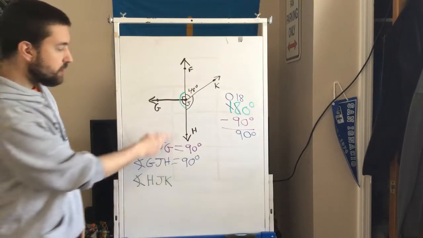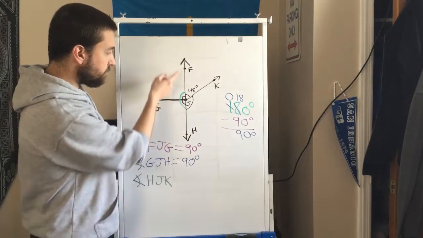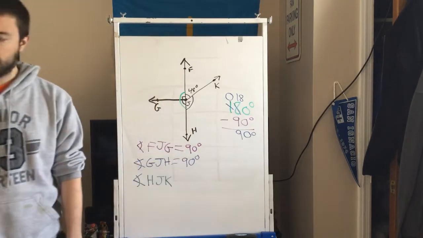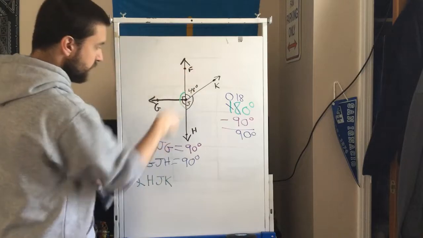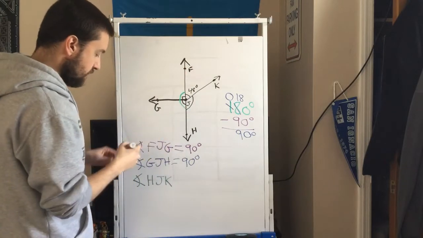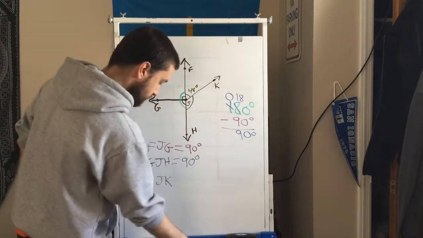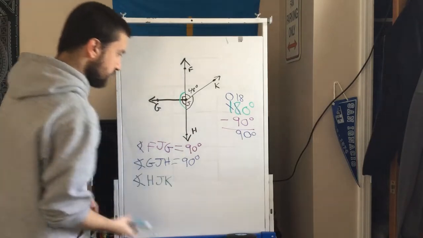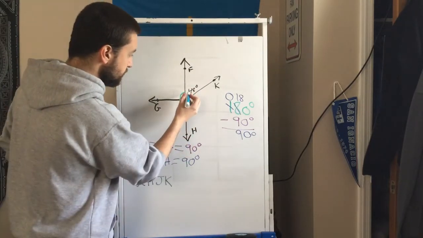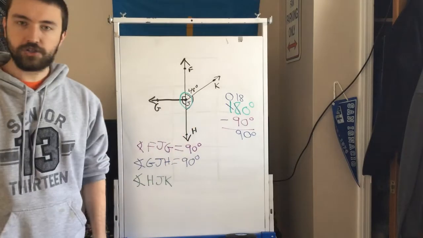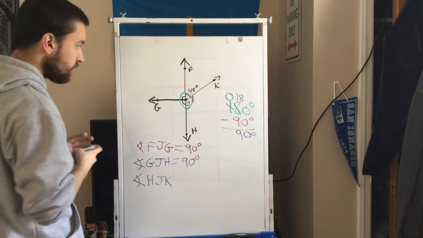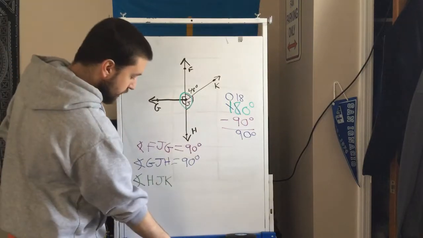Now, again, we know that line FH is a straight line. So we know that since FH is a straight line, I'm going to use the color, let's use the light blue because we didn't use the light blue, which means that this whole piece here is 180 degrees. So now I just do the same thing again.